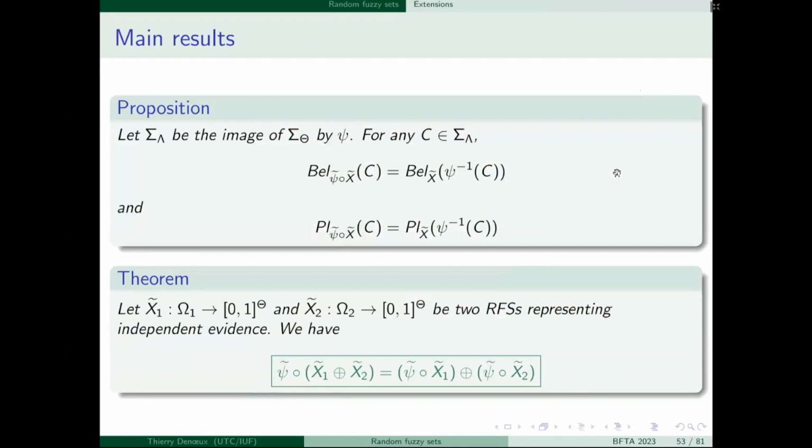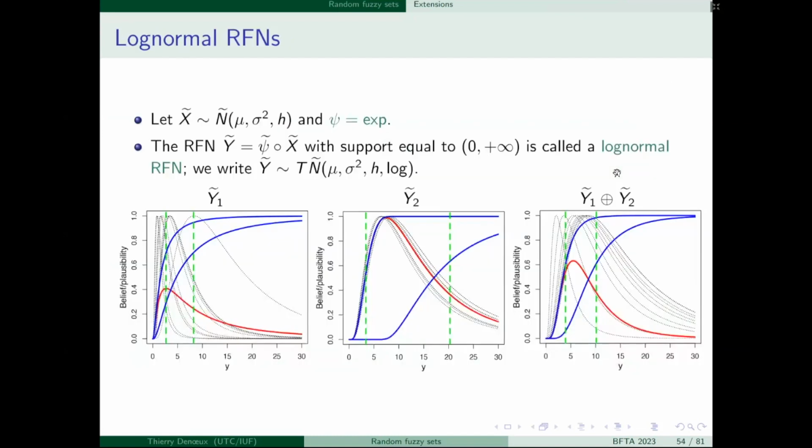Fuzzy bounds. Okay. And you can easily compute the degree of belief and plausibility of events in lambda. And you can easily combine these two transformed fuzzy sets because you have this property that the orthogonal sum of x1 tilde and x2 tilde composed with psi is just the orthogonal sum of x1 tilde and x2 tilde composed with psi. Okay. So if you know how to compute this, then you know how to compute this. So now we have some applications.